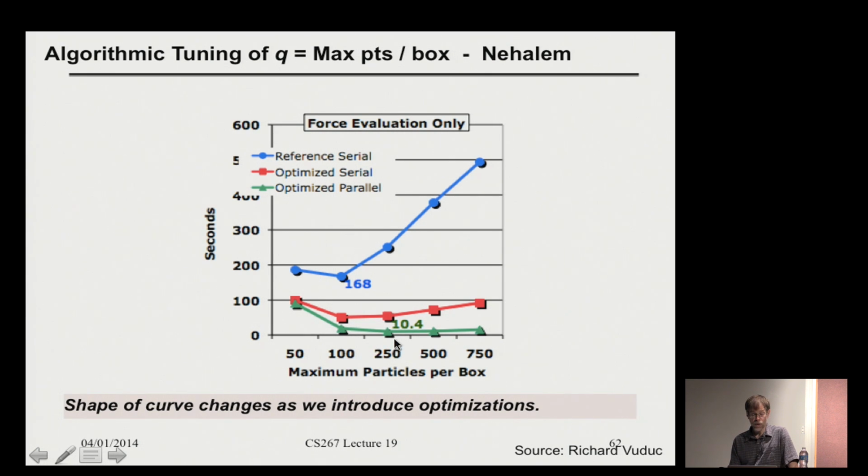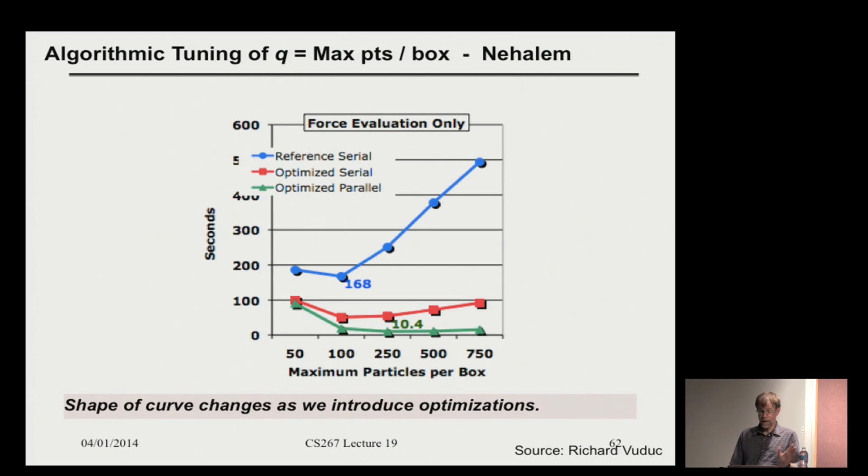And if I go all the way to having the optimized parallel code, then the optimum is right there, and it's best to have 250 particles per box. And so that's why it's a tuning parameter. And the scale is not very good, but that is significantly faster than that. It's all very close to 0. And I get down to 10.4 seconds. So that's just an example of the tuning of the particles per box.